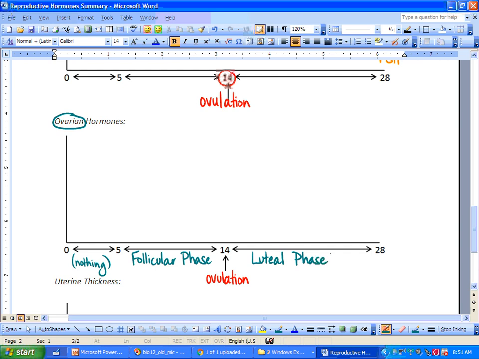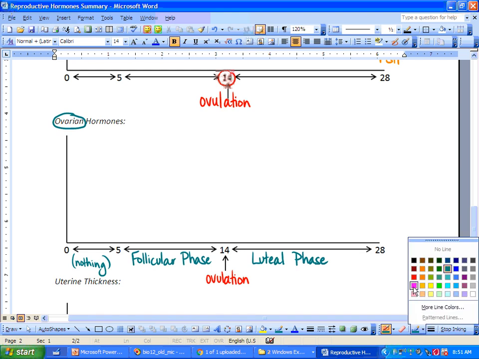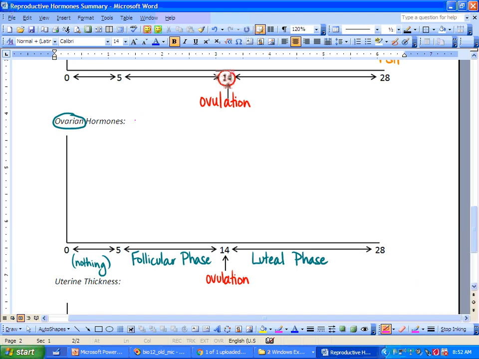Now, your ovarian hormones, you've really just got estrogen. So maybe what I'll do here is we can label the progesterone too, because that's being produced by the corpus luteum. But for the first half, for the follicular phase, you've really only got estrogen to worry about. So maybe let's do this. The ovarian hormones are going to be estrogen and progesterone.